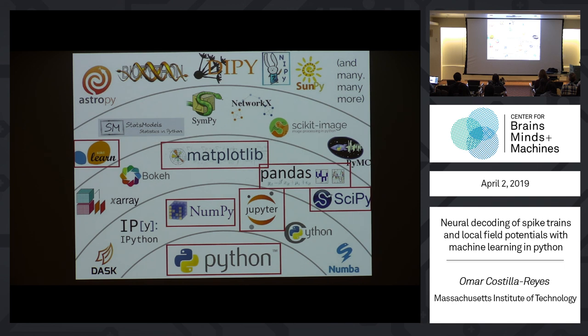For example, for the tutorial that we're going to do today, we're going to focus on these libraries. Matplotlib is for plotting, pandas for processing, SciPy for processing as well. We have scikit-learn, Jupyter, and you can see that just for this tutorial, we're using all these libraries, right? So we're making use of the ecosystem just by doing our research and by doing neural decoding.